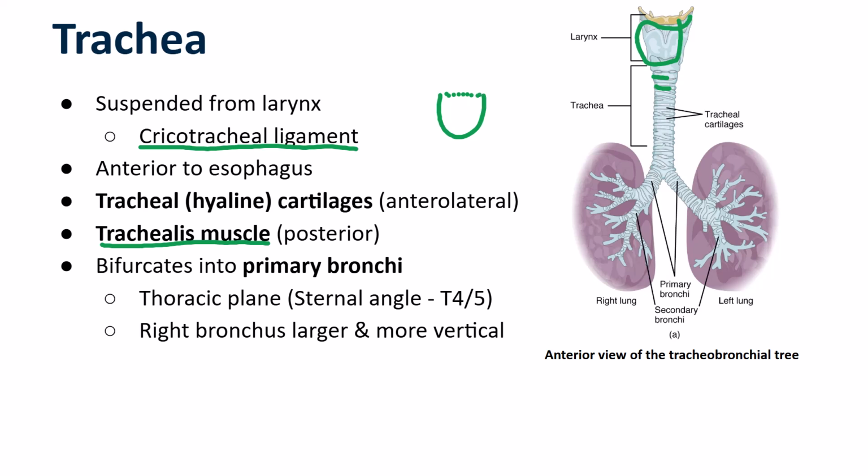At the level of the thoracic plane, just posterior to the sternal angle or the angle of Louis, back to the intervertebral disc of T4, T5, we have the bifurcation of the trachea into right and left primary bronchi. Now this illustration doesn't show it very well, but the right primary bronchus tends to be larger and more vertically oriented than the left primary bronchus, which is slimmer and more oblique.